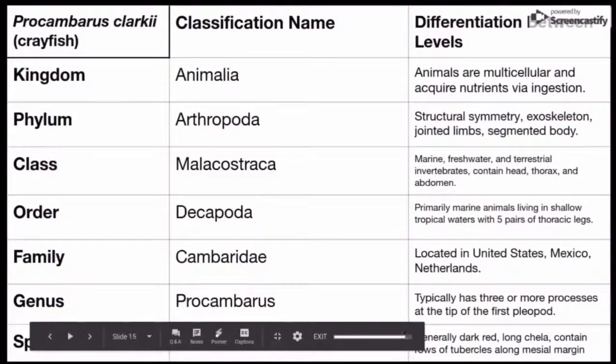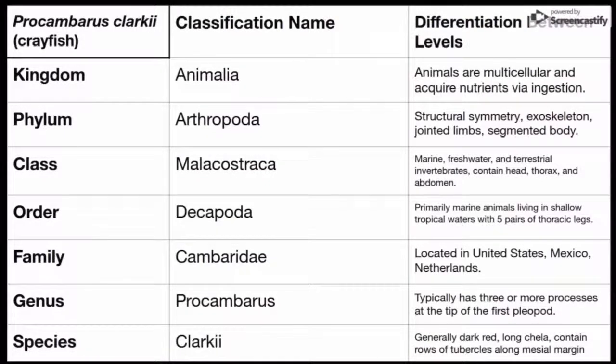The crayfish. The crayfish is part of all of these classification names, down kingdom through species. It is part of the kingdom Animalia, which means that in order to be an animal, it has to be multicellular and acquire nutrients via ingestion. It's also part of the phylum Arthropoda, which means it has structural symmetry, exoskeleton, jointed limbs, and a segmented body.